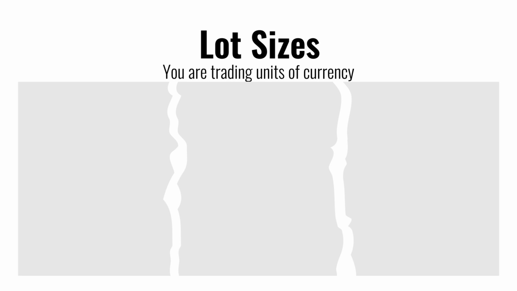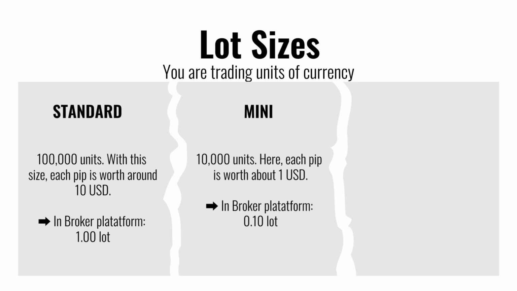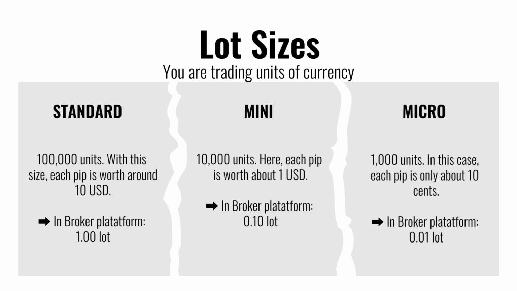You are trading units of currency. There are 3 main types of lot sizes. A standard lot is 100,000 units of the base currency. Every pip movement is worth about $10. A mini lot is 10,000 units. That's 10 times smaller, so every pip is worth about $1. A micro lot is 1,000 units, much smaller, so every pip is worth only about 10 cents.